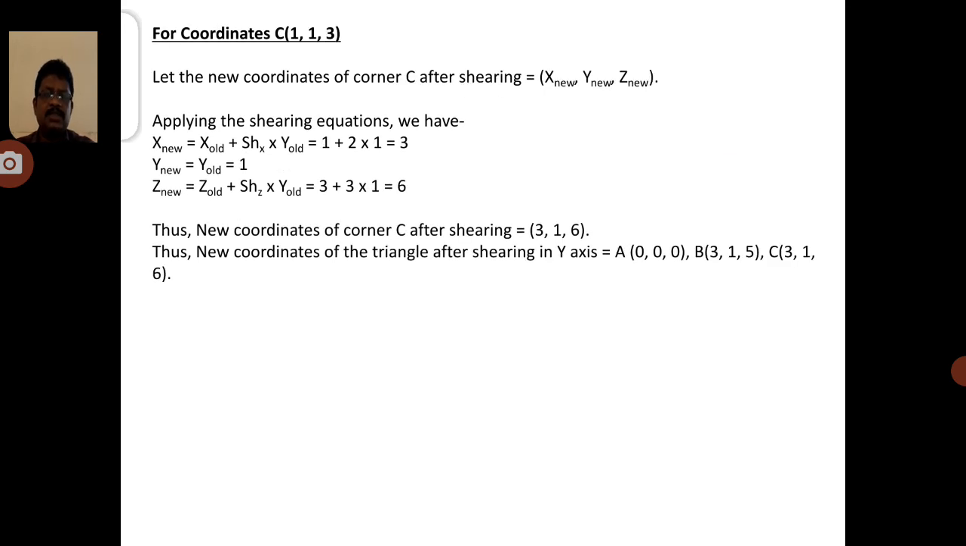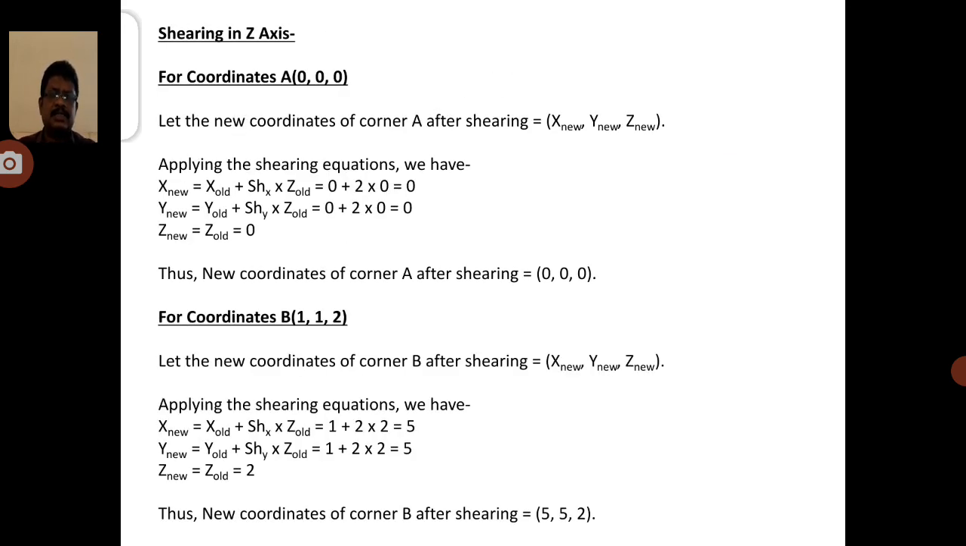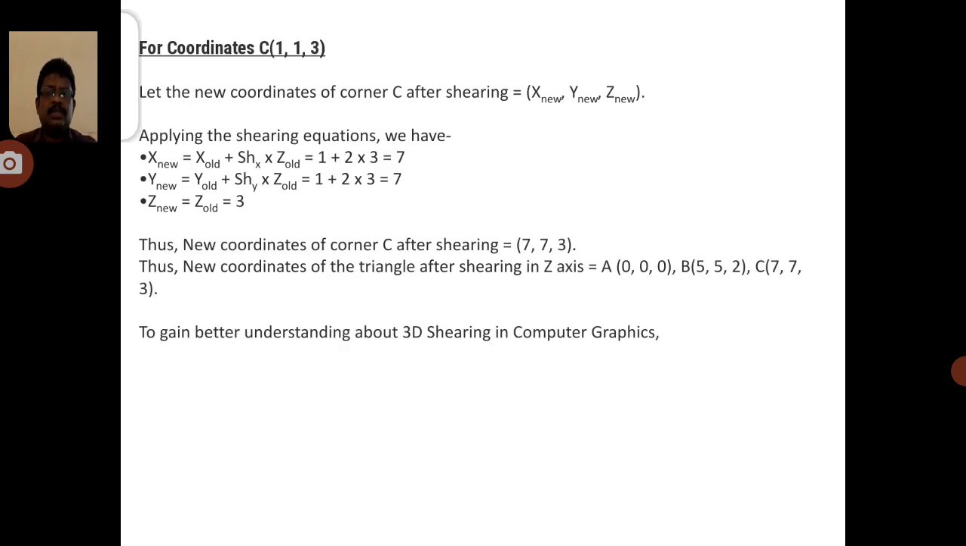After completion of the shearing on the x axis and y axis, we also have to take the shearing on the z axis, for all the given coordinates A, B, C. So we need to apply the shearing on the z axis. There is no impact on the z value, so z new equals z old, and the remaining values are the same. So finally we find the new coordinates of z.